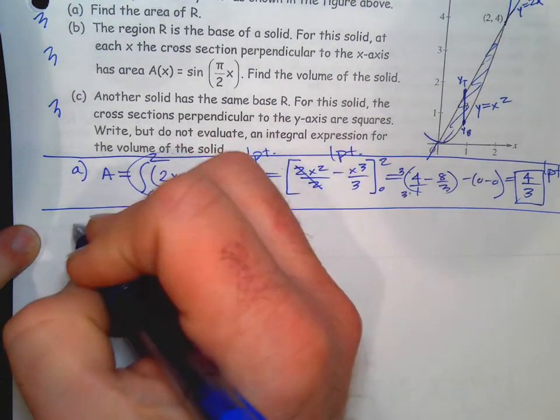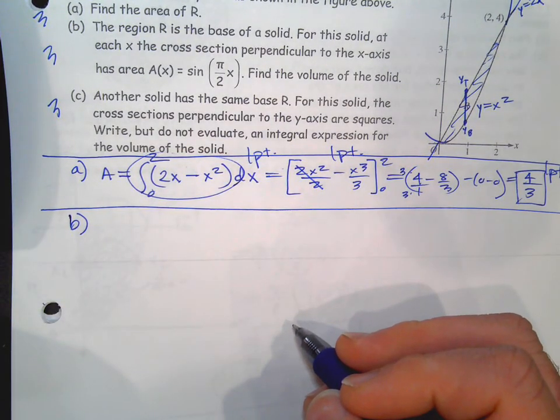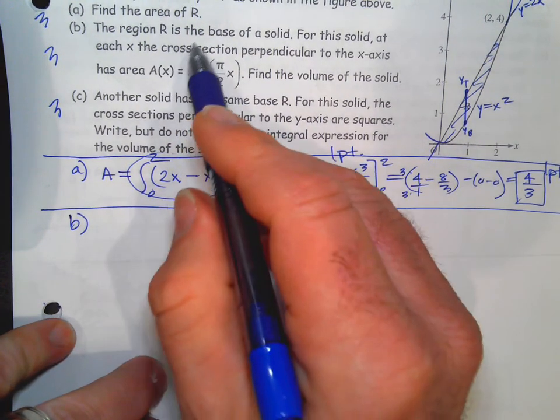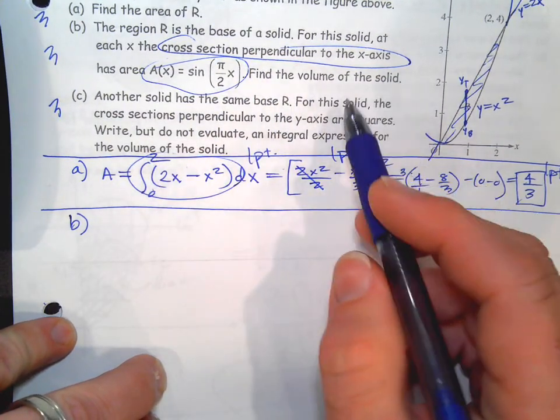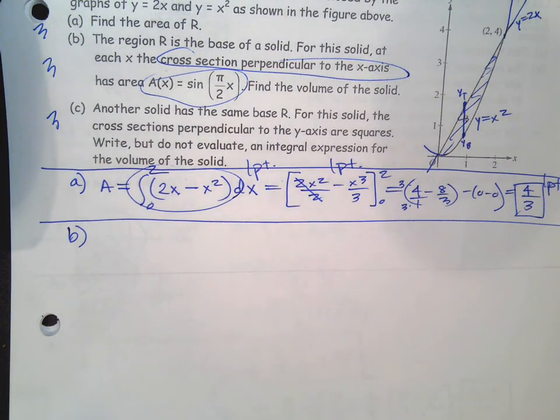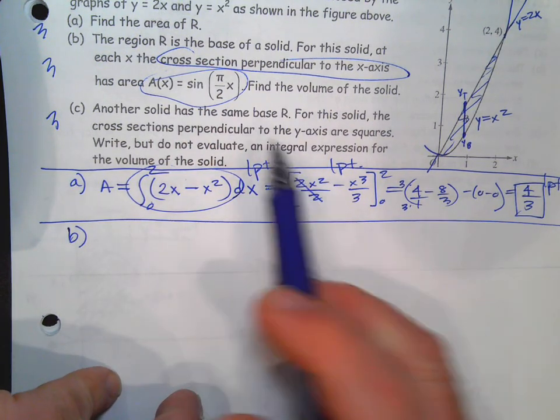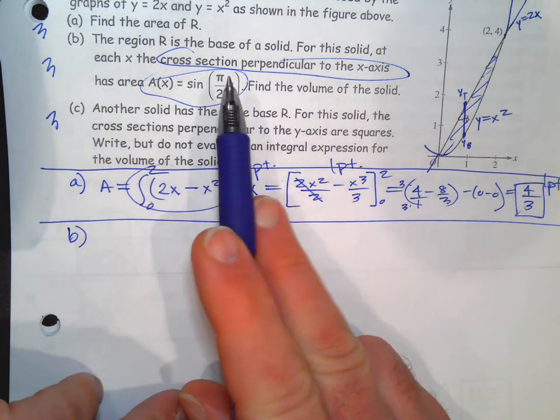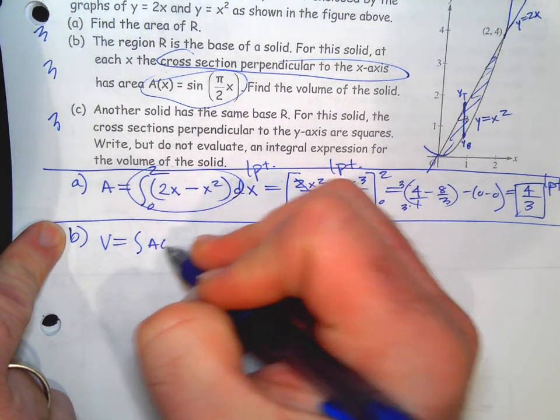Good practice. B. The region R is the base of a solid. For this solid at each x, the cross-section perpendicular to the x-axis has an area of this. Find the volume of the solid. Now this one's weird because they usually tell you the shape that the cross-sections are, and then you have to find the area formula yourself using geometry and stuff like that. This one's a little weird. It doesn't tell you the shape, but it gives you the area formula right away. So this is actually easier.